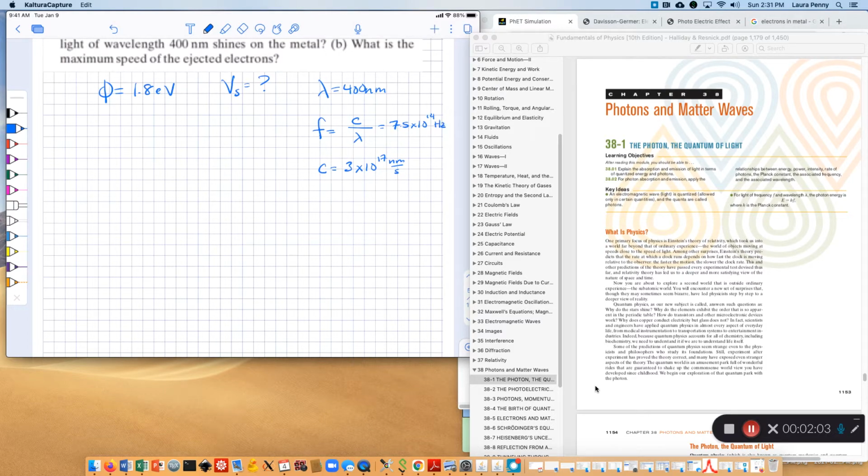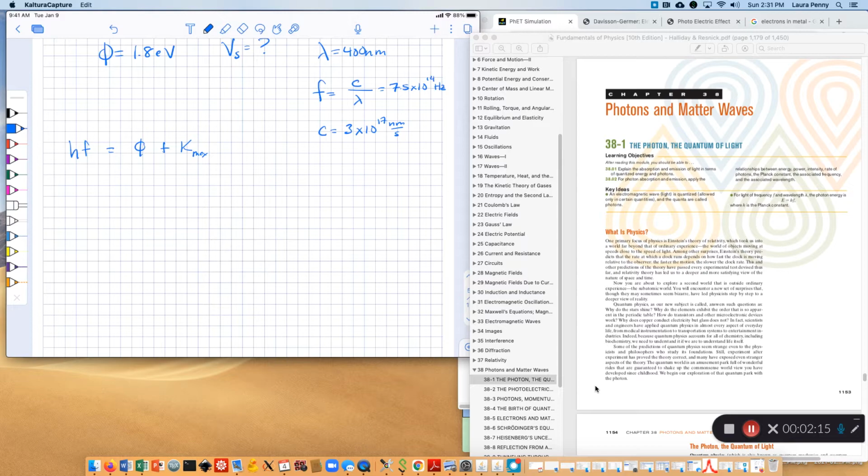So again, our relationship is that the light has energy initially, that becomes the work function and the kinetic energy, in this case the maximum kinetic energy. The maximum kinetic energy is e, the charge on the electron, times the stopping potential, which is what I'm trying to find. And so the stopping potential is going to be hf minus the work function, over e.